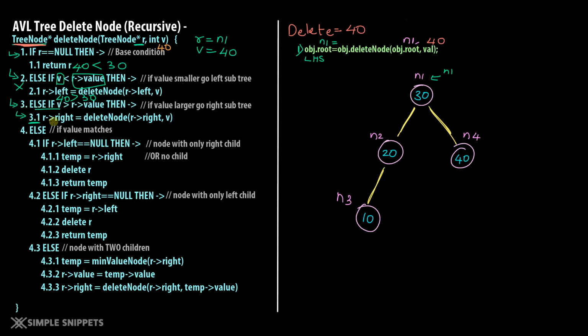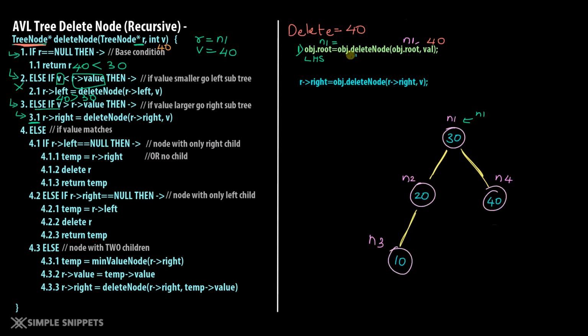We have 3.1. We will say R of right equals to delete node R of right comma V. Okay, so now we are giving the first recursive call. So from the first delete node function, we are giving one more function call, which is the second function call. And over here we are passing r of right, and this v, which is 40, is going to be passed as it is. So over here you can see the second function call, which is given by r of right.